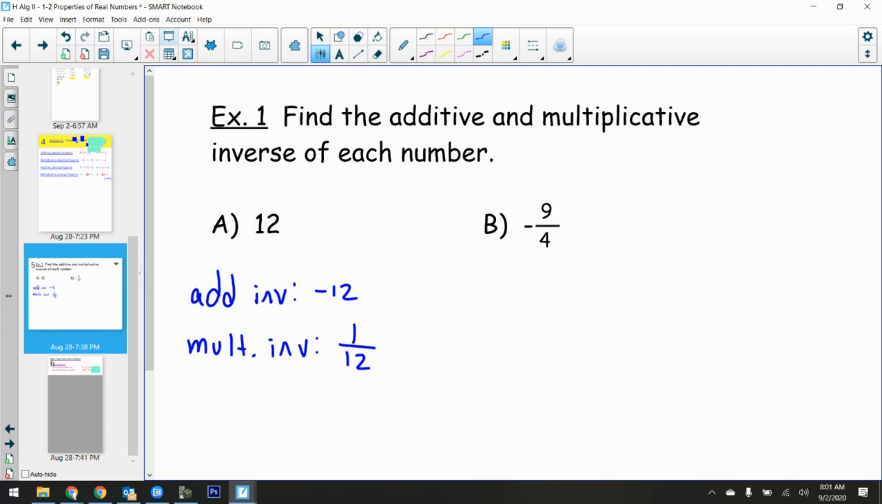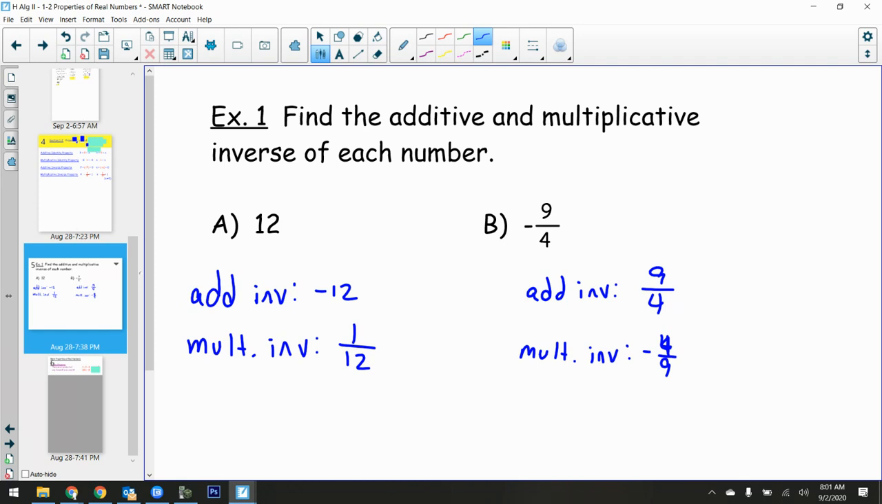Don't let the fraction confuse you. What is the additive inverse of negative 9/4? Positive 9/4, right? Just 9/4. Okay, what is the multiplicative inverse of negative 9/4? Negative 4/9. Right, negative 4 over 9. That's a 4 on top, because I'm taking the reciprocal of that value. Don't make it positive, because if you make it positive, that turns it into the additive inverse. Okay. So that's additive and multiplicative inverses.